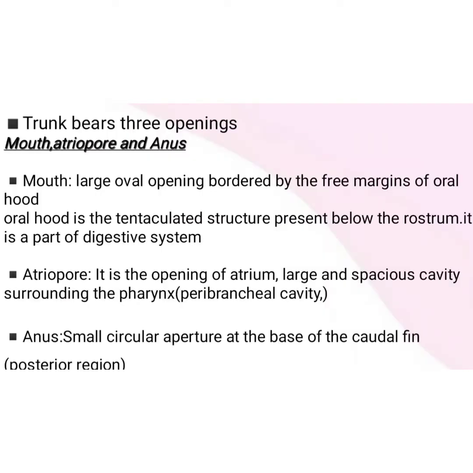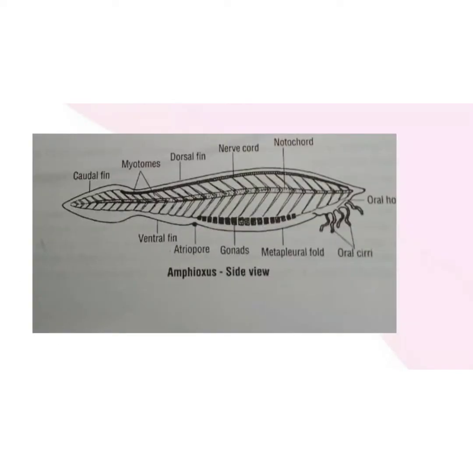We can see that the trunk bears three openings: mouth, atriopore and anus. Mouth is the large oval opening bordered by the free margins of oral hood. Oral hood is the tentaculated structure present below the rostrum. It is a part of digestive system. We can see here that the mouth is present at the oral hood. From this oral hood, oral cirri arise. These oral cirri help in the ciliary filter feeding mechanism in Amphioxus.